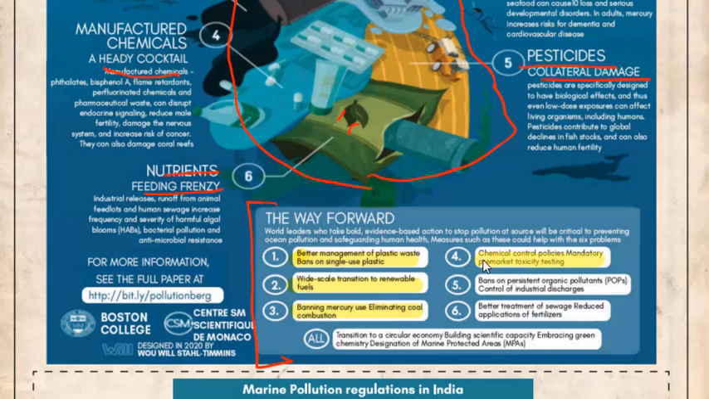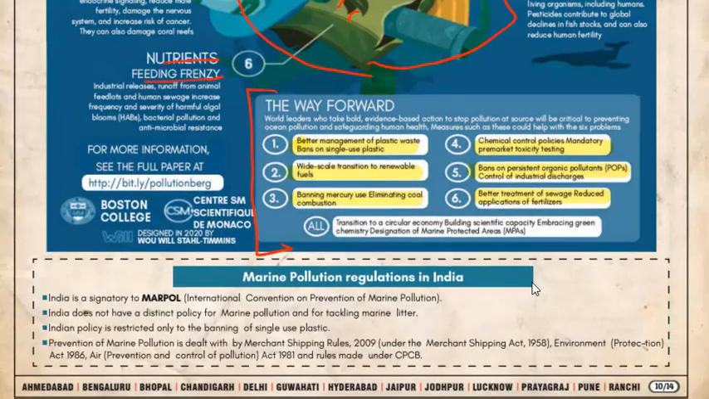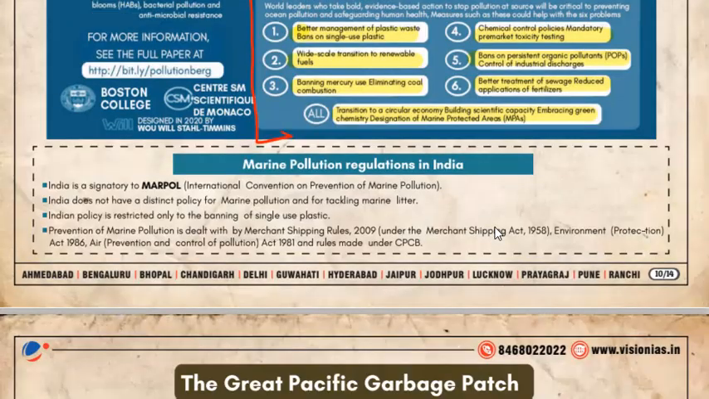Chemical control policies, mandatory pre-market toxicity tests, bans on persistent organic pollutants, control of industrial discharge, better treatment of sewage, reducing the application of fertilizer. Next is transition to circular economy, building scientific capacity, embracing green chemistry, designation of marine protected areas, that is MPAs.